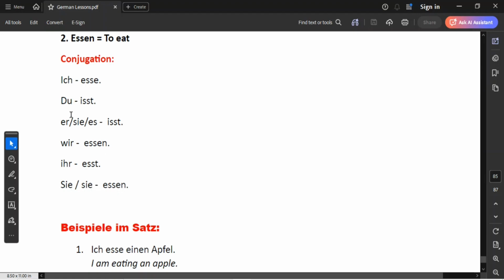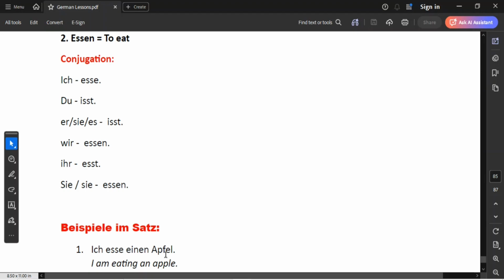As you can see, du and er, there is a change of vowels, whereby e is changing to i. So du isst, er isst. And also remember wir and sie are the same, which is essen, essen. So ich esse, du and er isst, wir and sie essen, ihr esst. Beispiel im Satz: Ich esse einen Apfel.